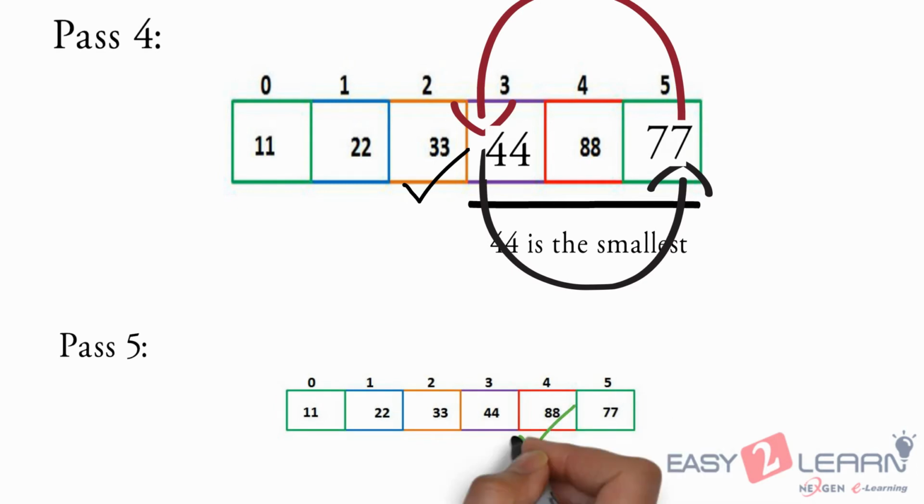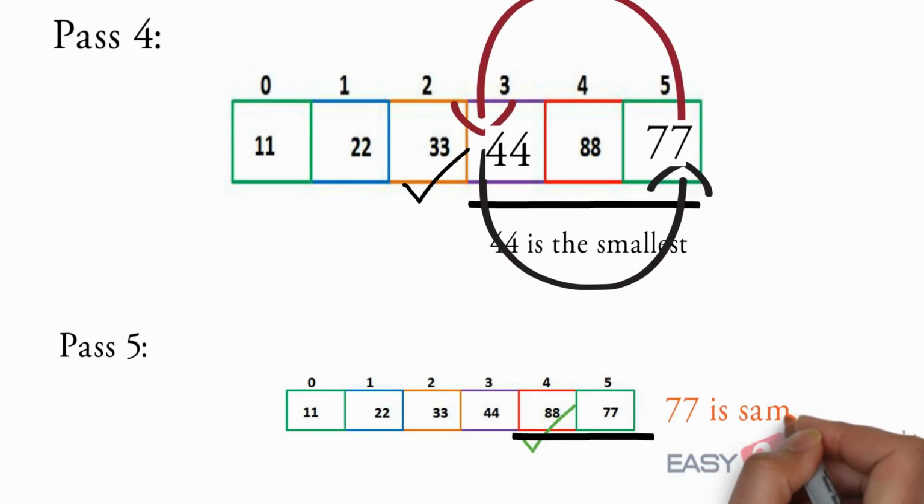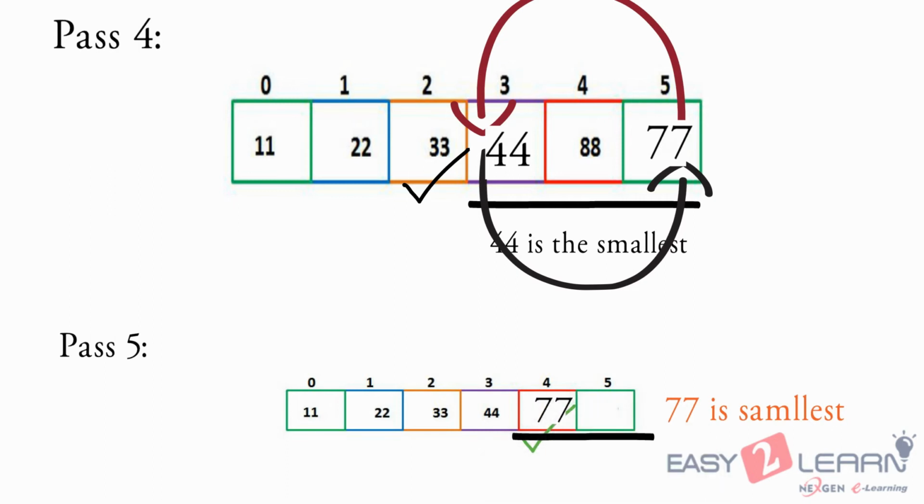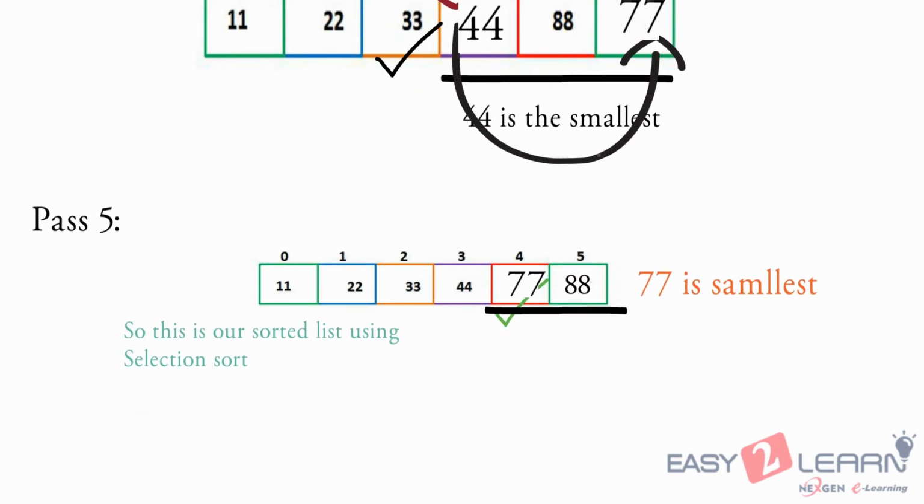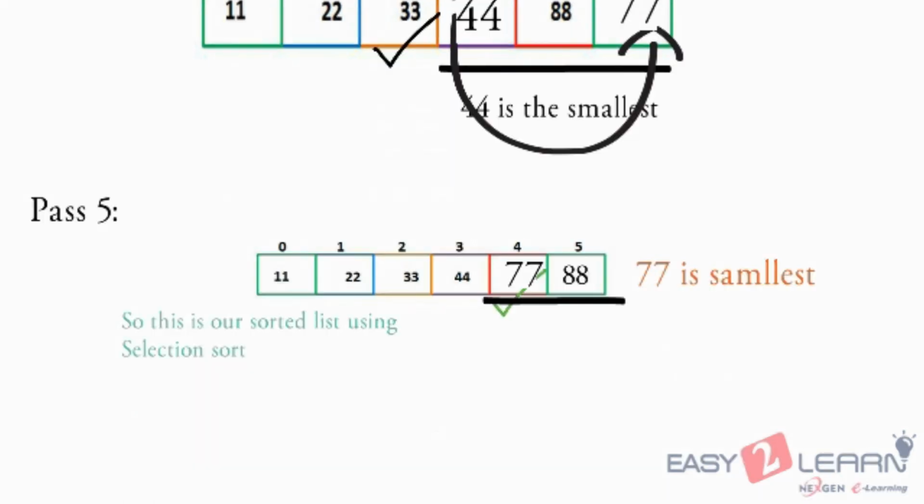Pass 5. Here we have only 2 elements, 88 and 77, and we know 77 is the smallest. Now we'll replace it. That's it. So this is our sorted list of elements, and we have sorted using selection sort.